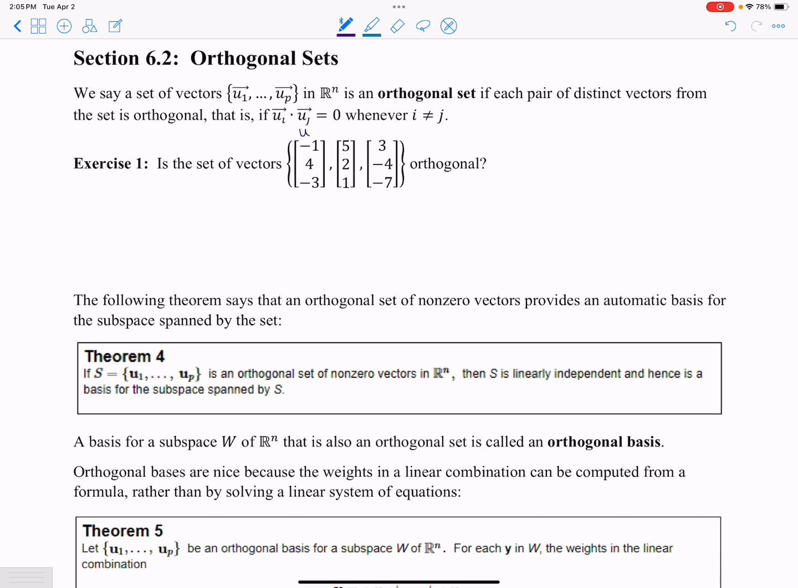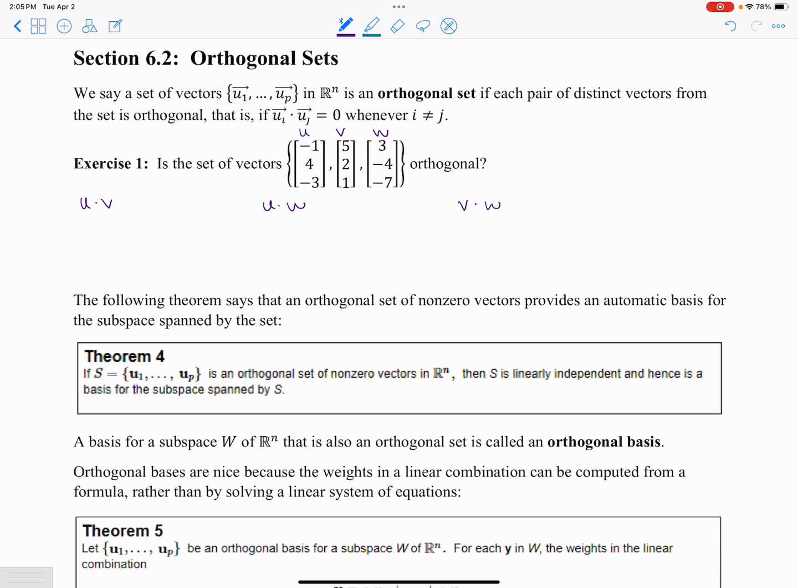I'm going to call this u, v, and w. So I really want to look at u dot v, u dot w, and v dot w. And if all three of those dot products are 0, then this set would be considered orthogonal.